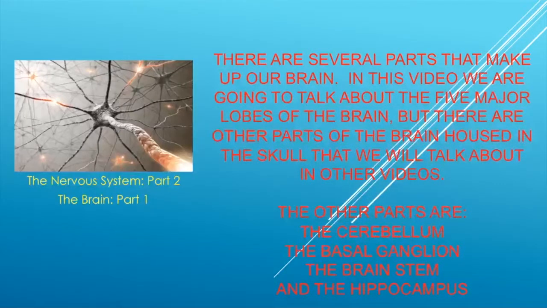Now, the brain has several parts to it, and in this video, we're only going to talk about the 5 lobes that make up the major part of the brain. But there are other parts that we're going to discuss in other videos. And these other parts are the cerebellum, the basal ganglion, the brain stem, and the hippocampus.